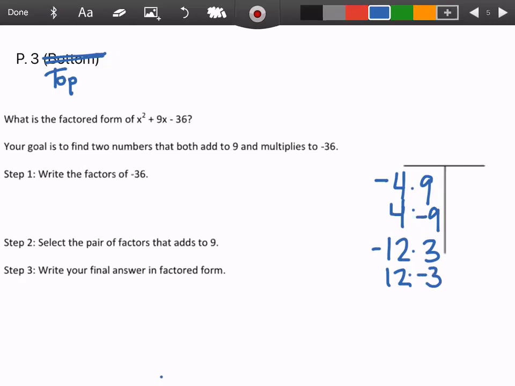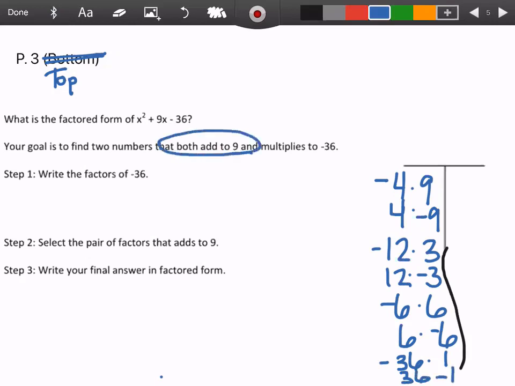Next we have 6 times 6, make one of them negative. If we switch it, you're going to notice it doesn't really change much, but we'll still switch where the negative sign is located. All right, the next one, we have 36 times 1, make one of them negative. So we're going to add, and we're going to keep in mind that we're supposed to be adding to get to 9. Once we get 9, we're going to stop with the list.